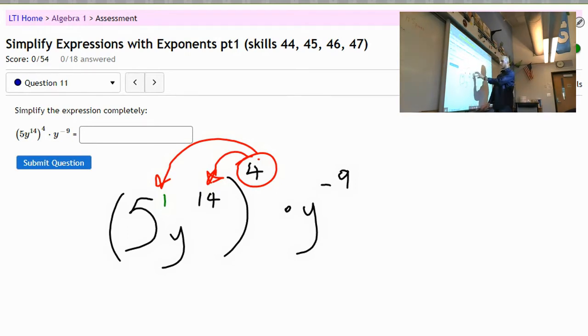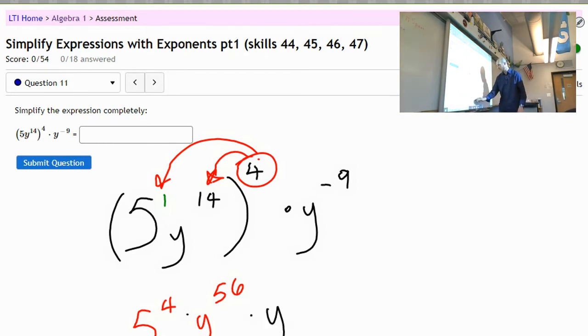So I'm going to take the red circled 4, that exponent, and multiply it onto each exponent of the things inside the parentheses. So the 5 has that invisible exponent of 1. 1 times 4 is 4. So I've got 5 to the power of 4. And then the y has an exponent of 14. So I'm going to multiply the 4 times 14, which is 56. Y to the power of 56. And then I'm going to bring down this y to the power of -9.